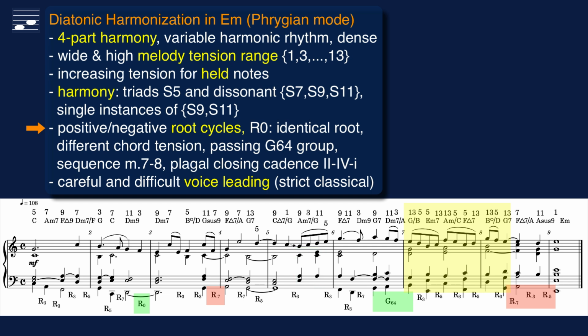I accompanied the melody cambiata sequence pattern with a harmonic sequence in measure 7-8. There's a single negative root cycle measure 3, and the example closes with 3 negative root cycles R-7 to R-3 to R-5, thus obtaining a plagal closing cadence with floating quality.